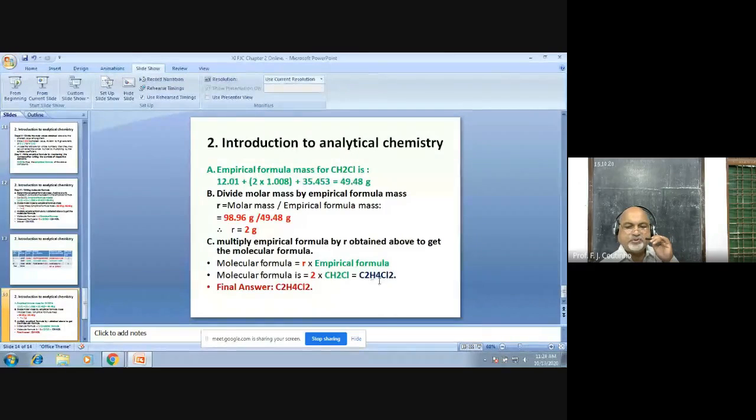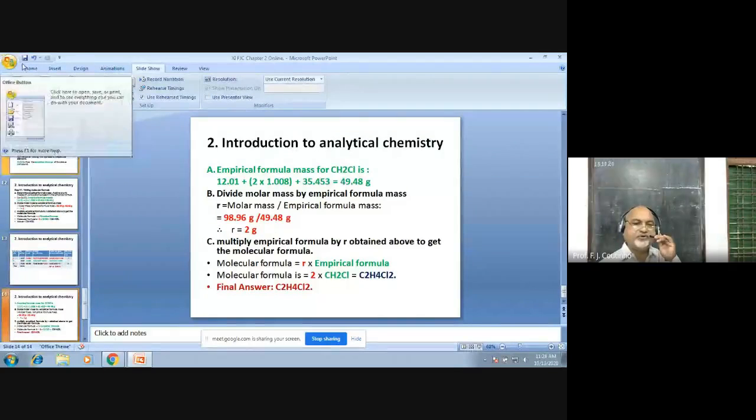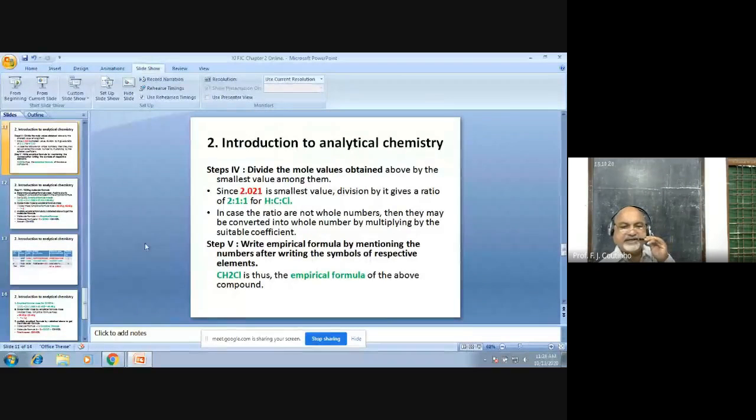That is C2H4Cl2. Got it? So my final answer is C2H4Cl2. Did you find this method okay? Yes, sir. I'll explain to you the other method which is in the textbook.